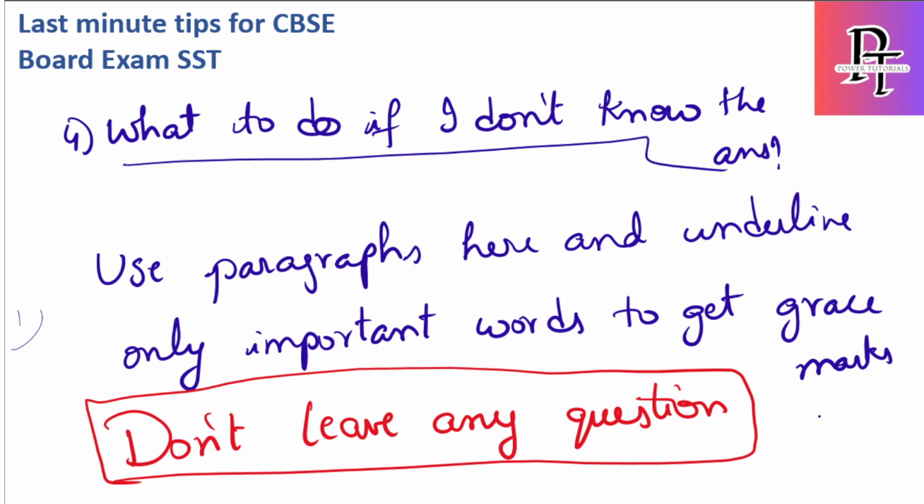This is very important. Don't leave any question, because if you write something, at least you can get half a mark or 1 mark. But if you leave that question entirely, you will get 0 marks. So even if you don't know the answer, don't leave that question. Write something related to the chapter and always write in paragraphs if you don't know the answer. If you know it, always write in pointers and also underline the important words or phrases related to that answer. But for the paragraph, if you don't know the answer, just write something and underline the words related to the chapter, so that at least you can get grace marks of 1 or 1.5 for a 3 marks question.